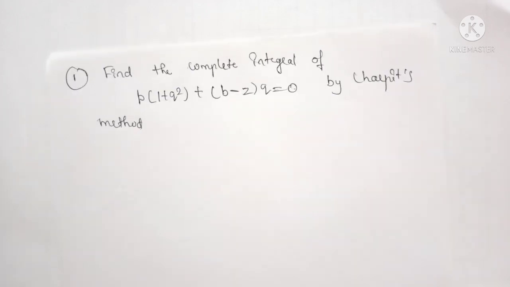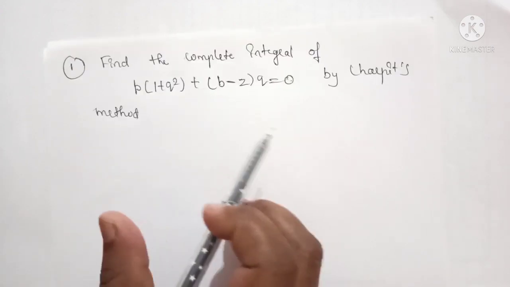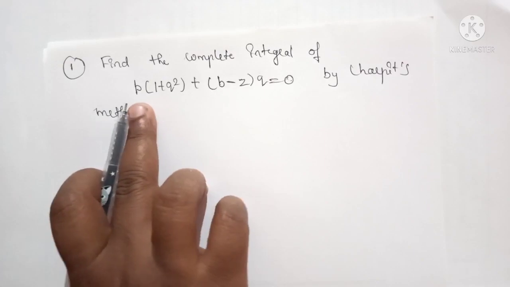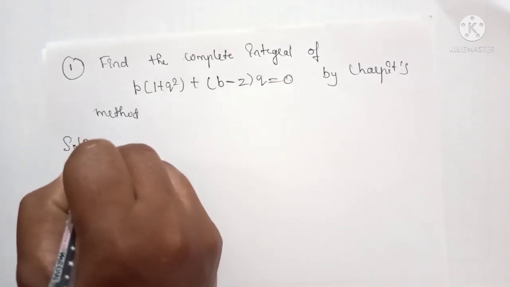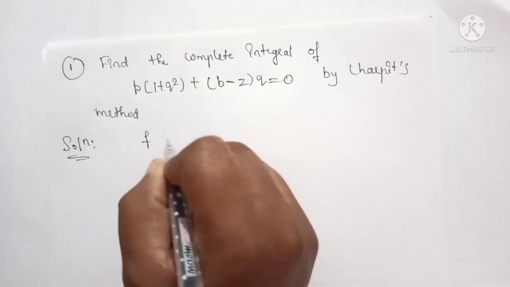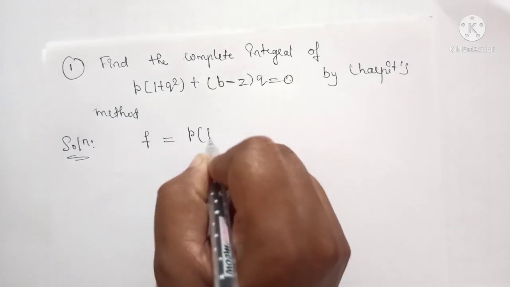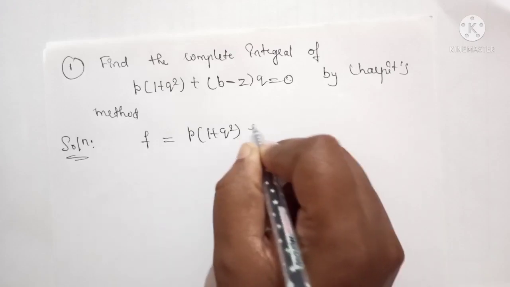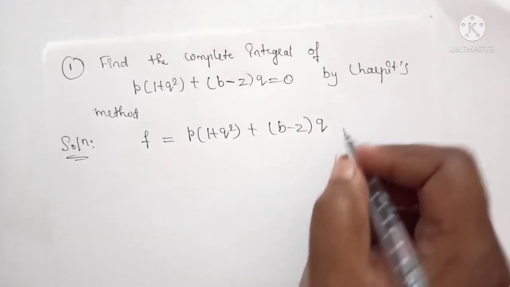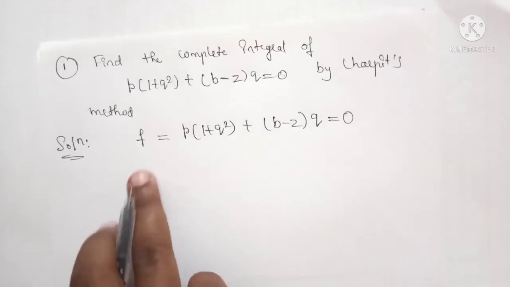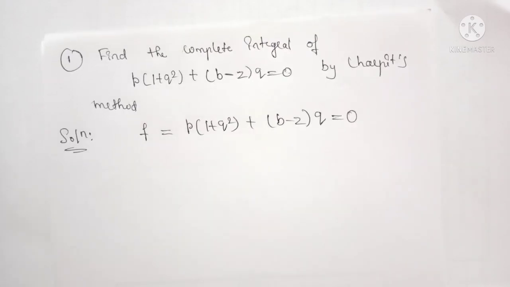Okay, now you can observe that in the given equation, all the terms are grouped to one side. Simply we equate this with f. So solution, first we have to write f is equal to p into (1 plus q square) plus (b minus z) into q. This is f, that is 0. F is equal to 0.